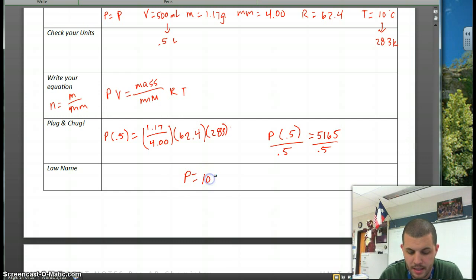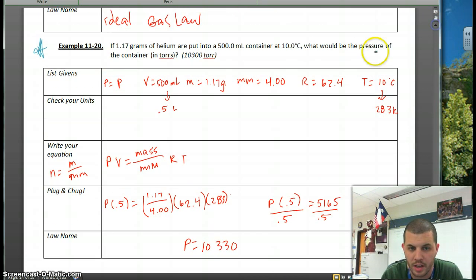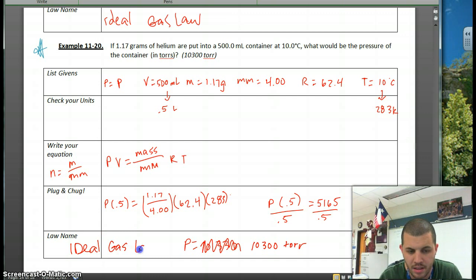of 10,... let's see here, how many sig figs do I need? 4, 3, 3. So I only need 3 sig figs. So to 3 sig figs, this is going to be 10300 torr. Okay, and of course I use the ideal gas law.